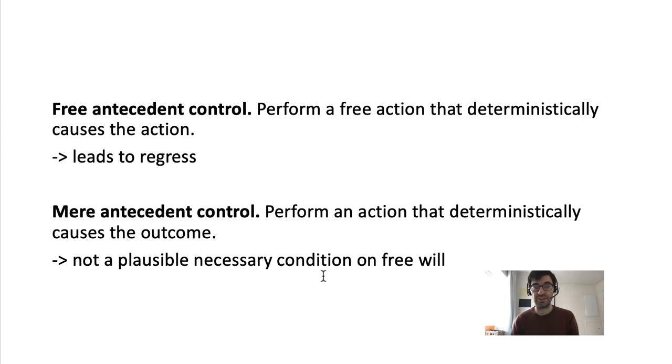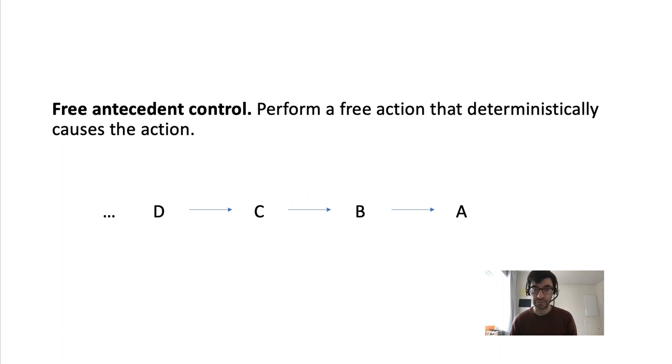But the second proposal is what he called mere antecedent control, and there, to have mere antecedent control over A, all you need is to have the opportunity to perform an earlier action F that would deterministically cause A, but now F doesn't need to be a free action, it can be any kind of action. And here Franklin thinks that that's not a plausible necessary condition for free will. So let's look at the 2 proposals in turn. So first, what's the problem with understanding antecedent control in terms of free antecedent control?